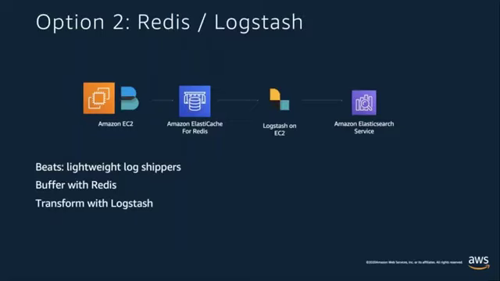Another option that we have is to use technology like Redis that can serve as a buffer. In this case, Redis is not actually acting as a cache so much as it is buffering the data that's coming out of the EC2 instances. On EC2, we're using Elastic Beats. These are open source log shippers that can deliver those log lines directly to ElastiCache. Coming out of ElastiCache, then we're using Logstash, which can pull the data from Redis and then transform it and deliver it to Elasticsearch Service.